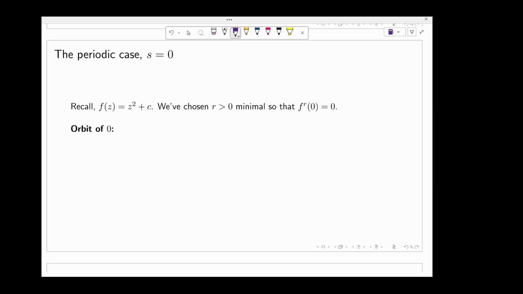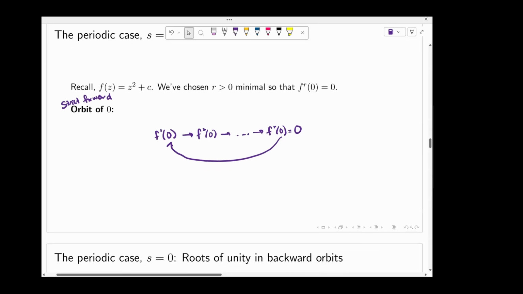So our strict forward orbit in this case looks like f to the 1 of 0, or f of 0, which maps to f squared of 0, eventually off to f to the r of 0, which in this case is 0, and then back. Okay, so this is actually the strict forward orbit of 0.